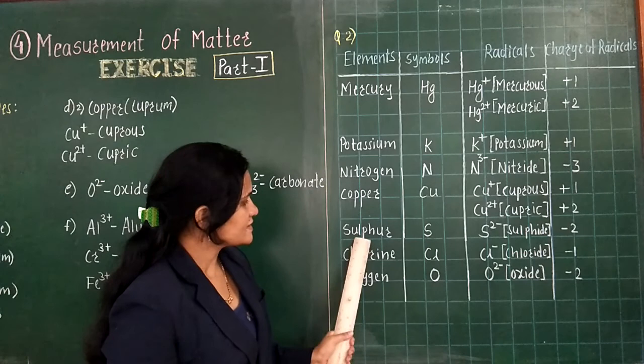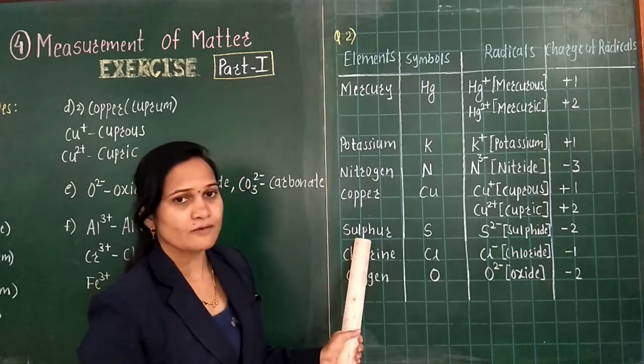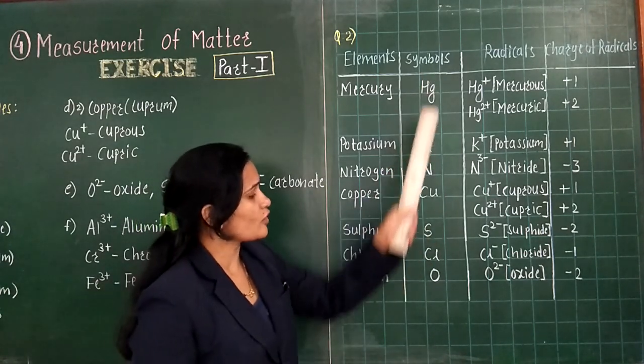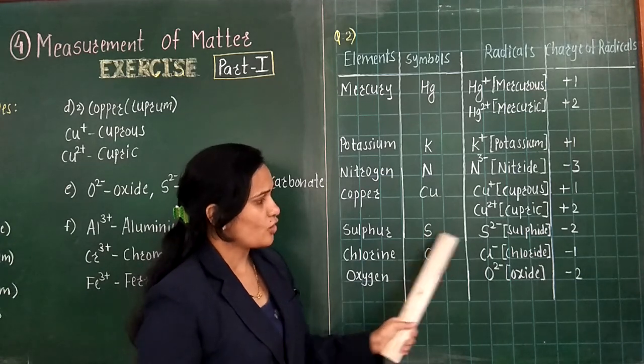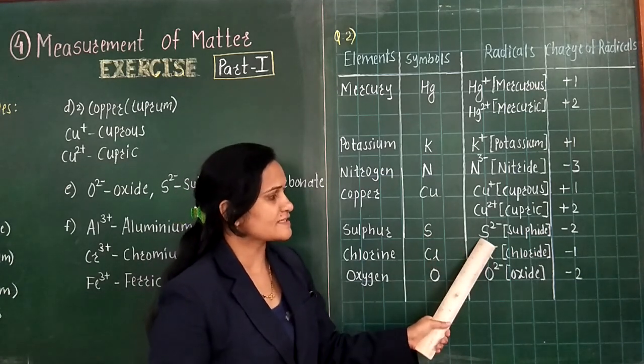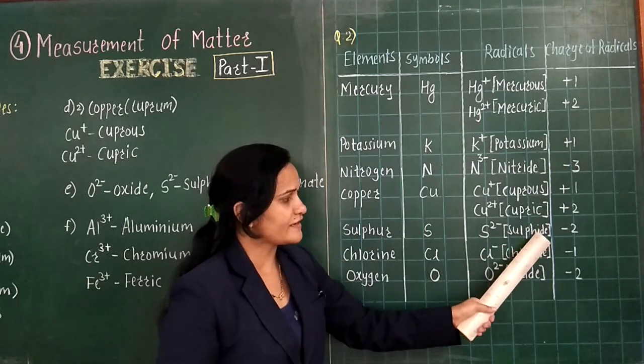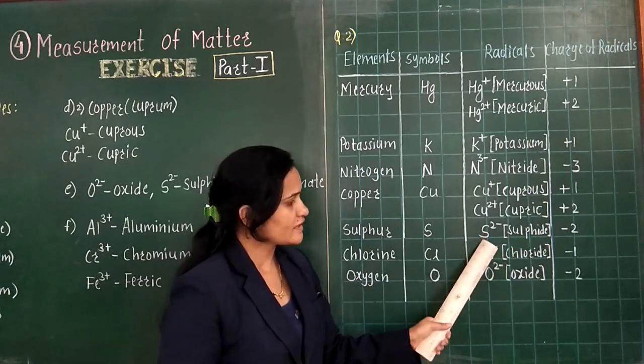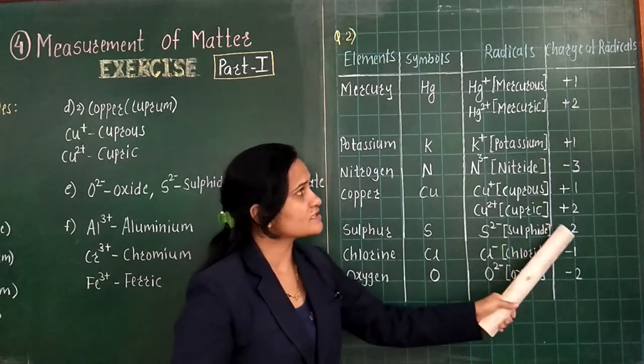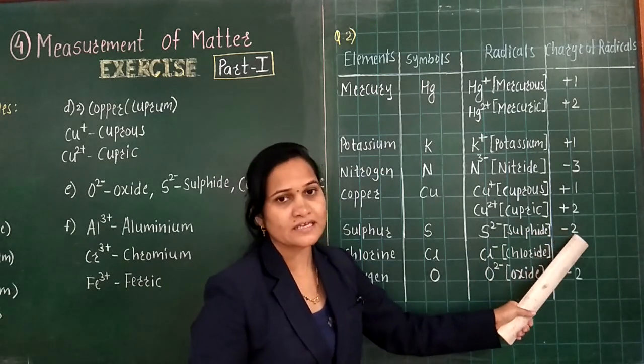Now see the next element, sulfur. The symbol for sulfur is S. Only one radical is present in sulfur. It is sulfide. So S2 minus, and the charge of the radical is -2.